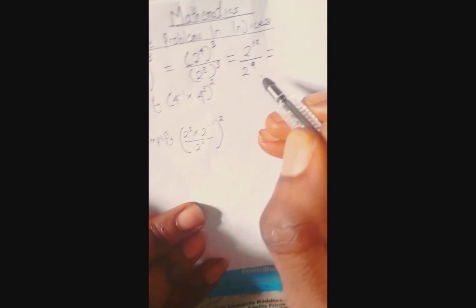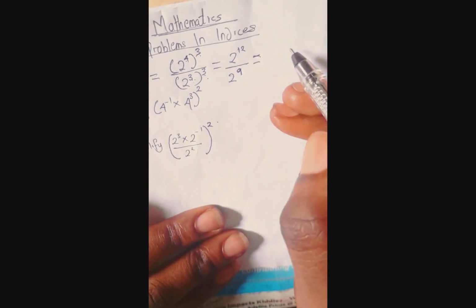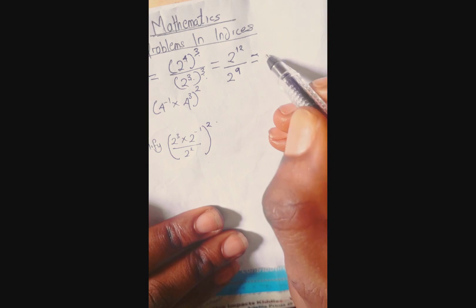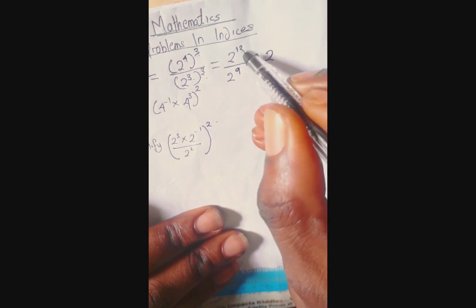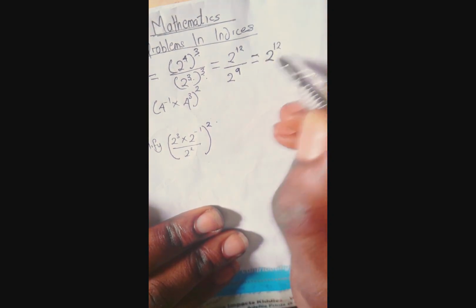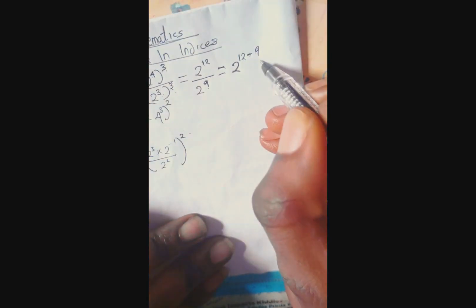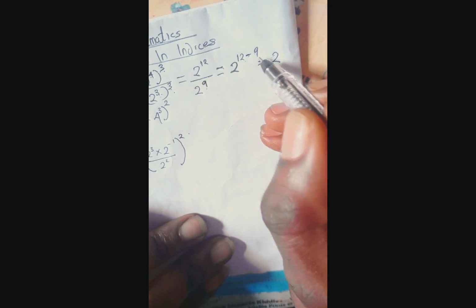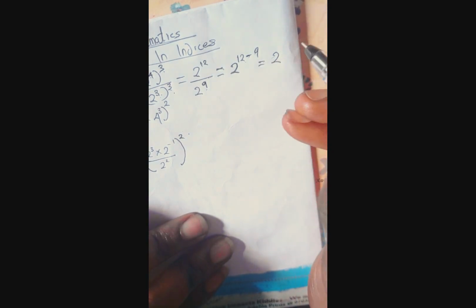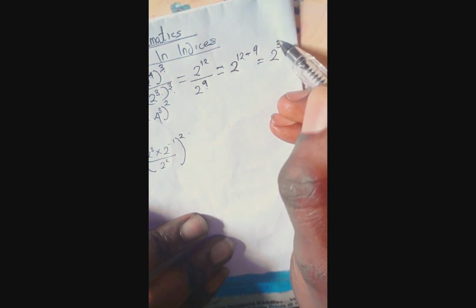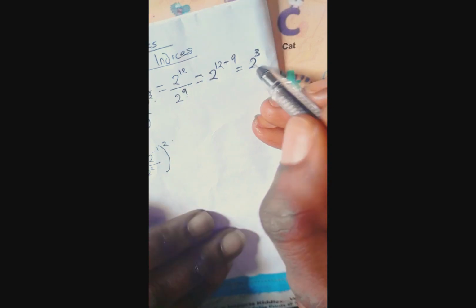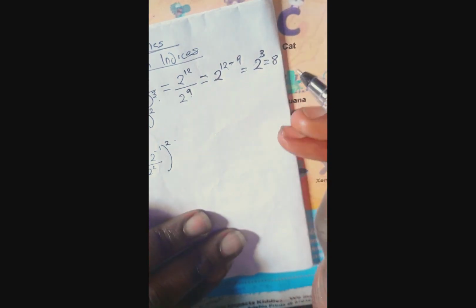Now we can apply our quotient law to this. We have the same base. We pick one of the base, which is 2. Then we pick the exponent 12, division changes to minus. Then you pick the next exponent, which is 9. So this is equals to 2 raised to power 12 minus 9, that's 3. So we have 2 raised to power 3, and that's going to be 8.